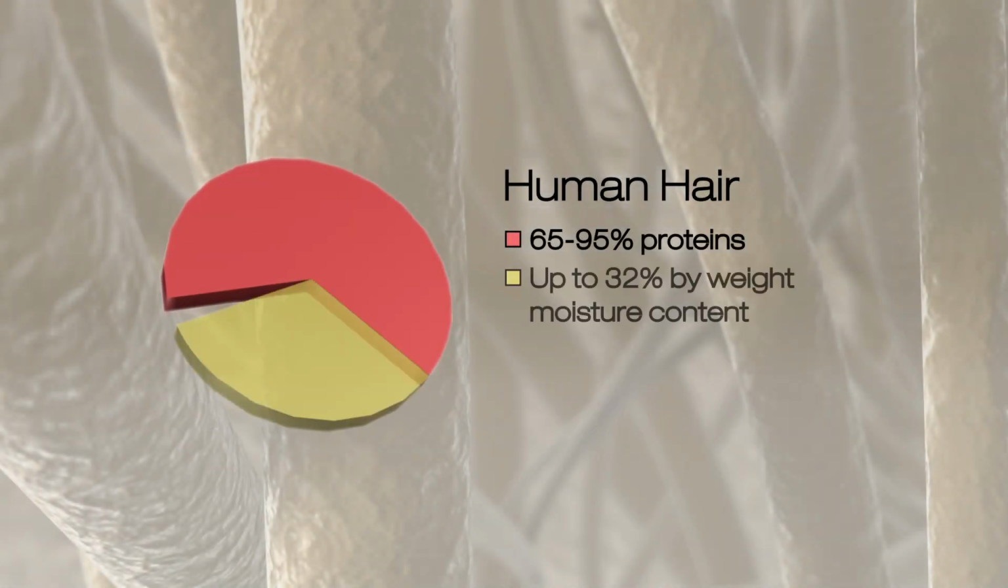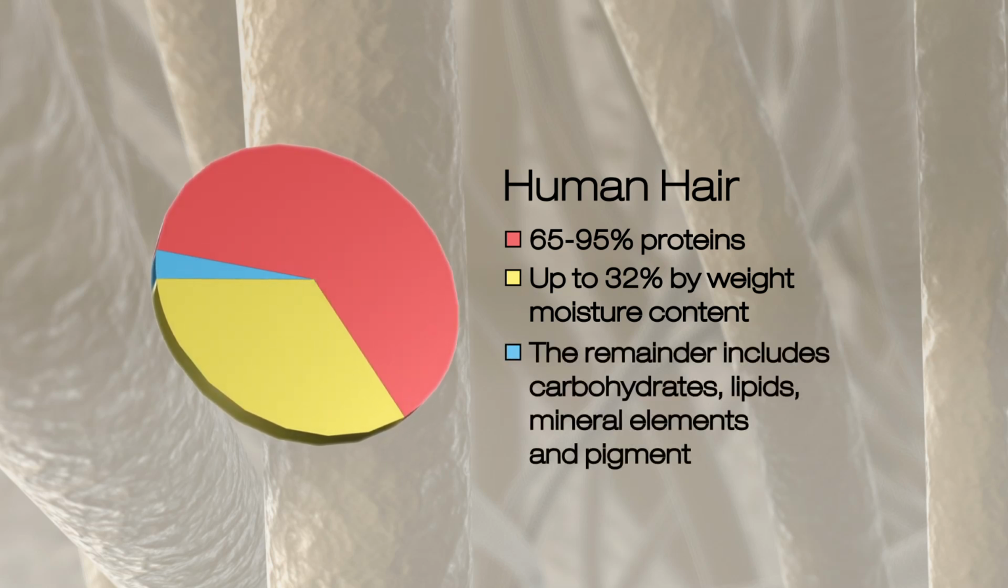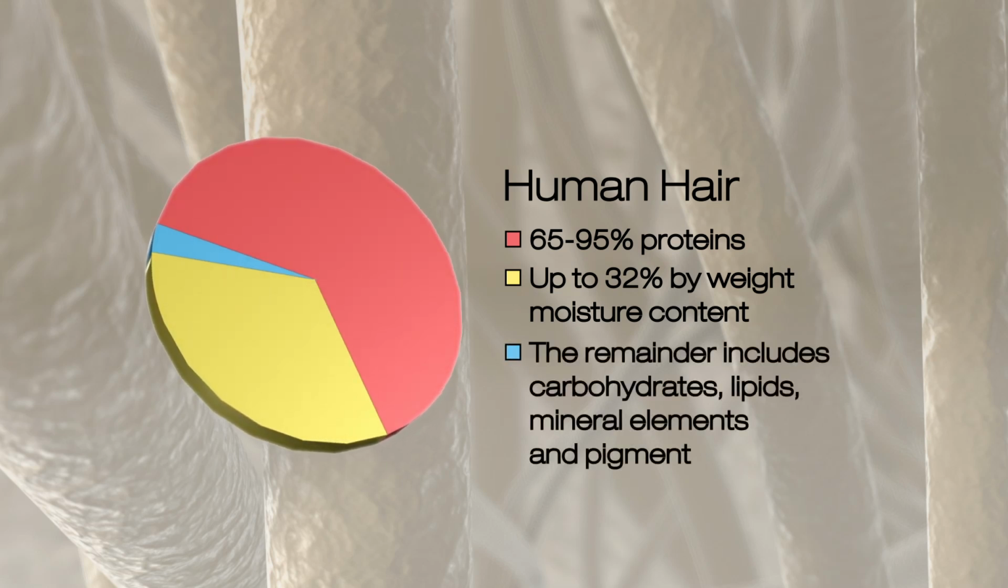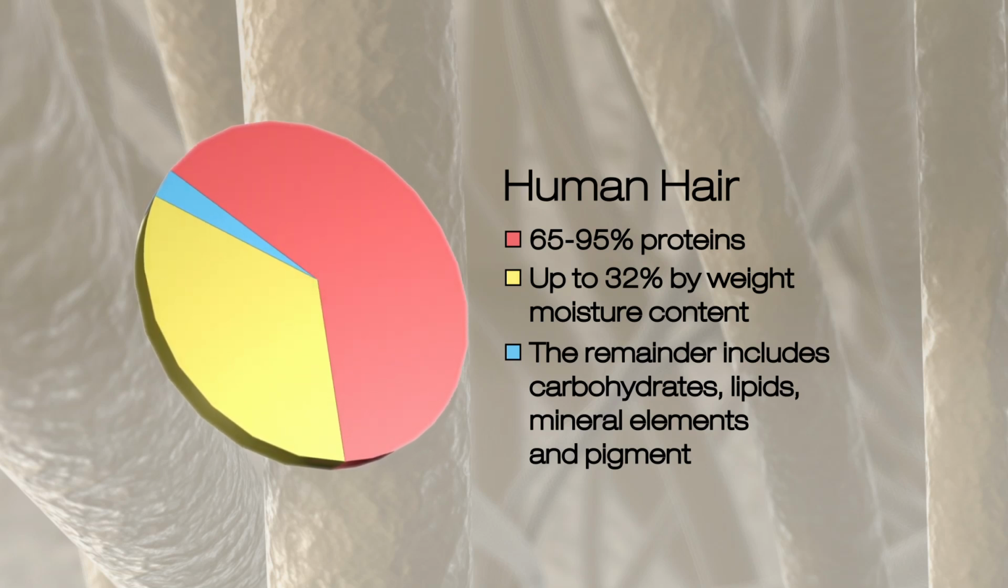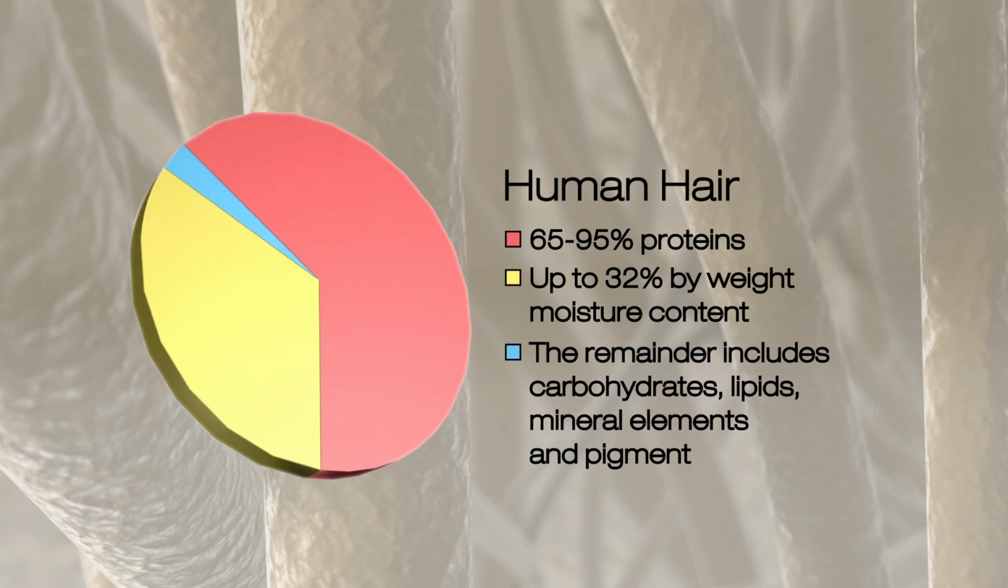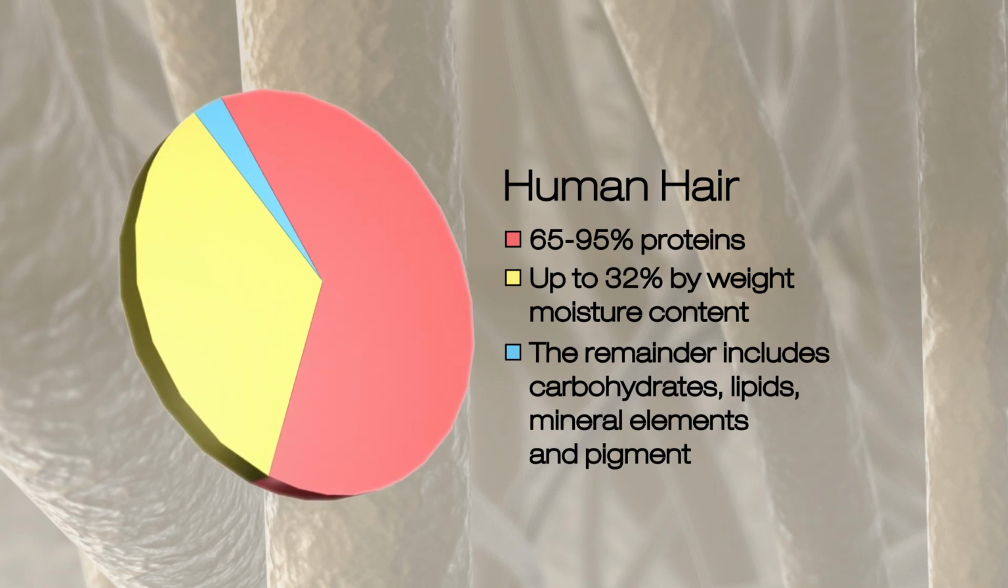The chemical makeup of hair. Human hair consists of proteins and moisture content. The remainder is made up of carbohydrates, lipids, mineral elements, and pigment. Carbohydrates provide flexibility to the hair, lipids help create shine, and minerals add strength.